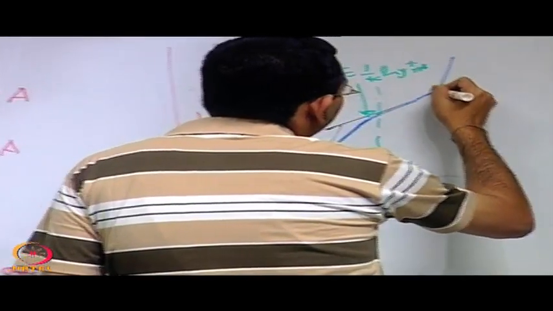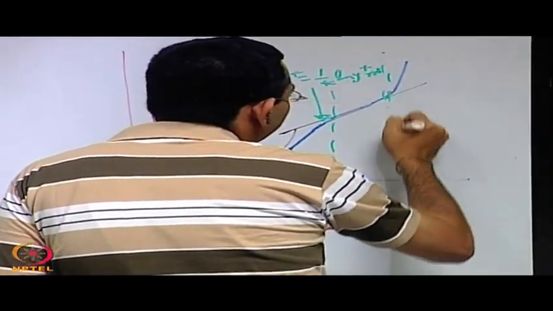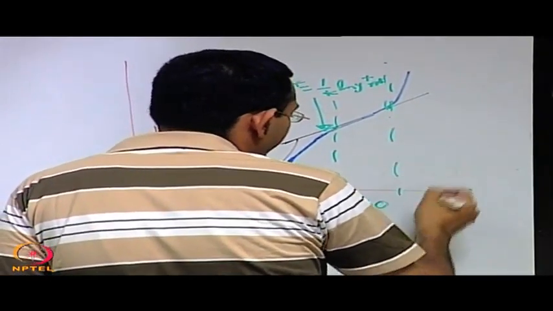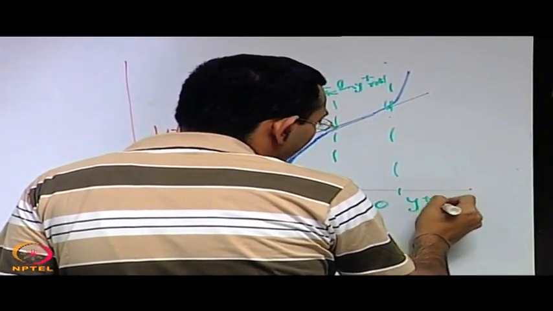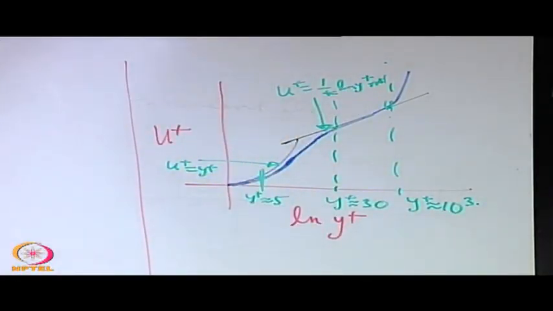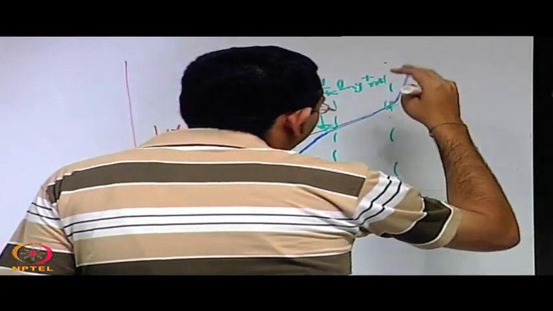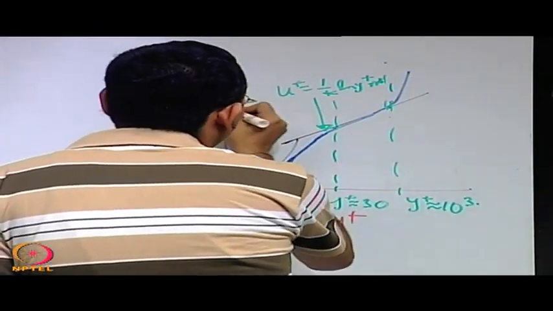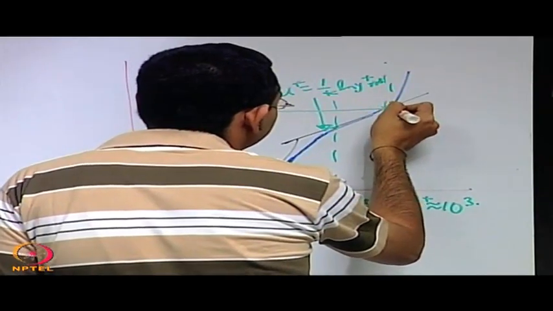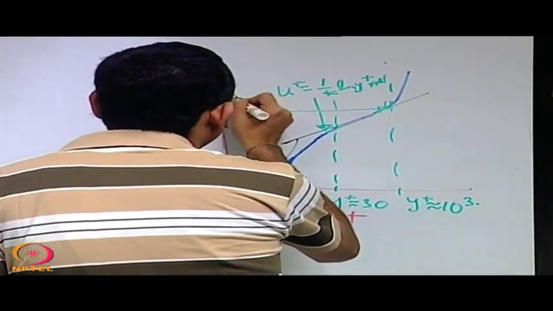Then you have a region where this log law is valid no more, this is roughly y plus of the order of 10 to the power 3. So you see that there are different zones, and different zones are given different names. So you have the name of this region as the inner region.